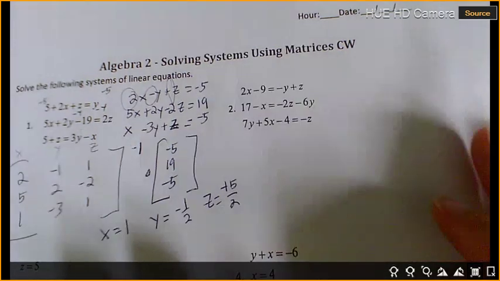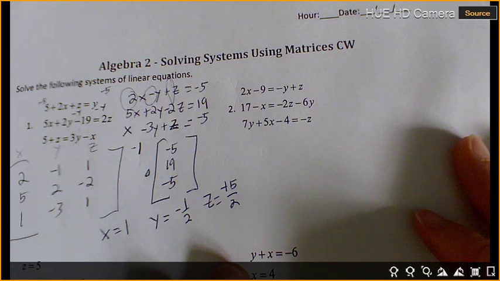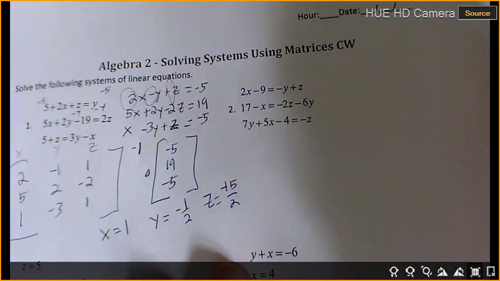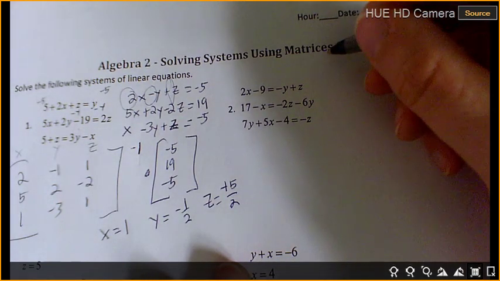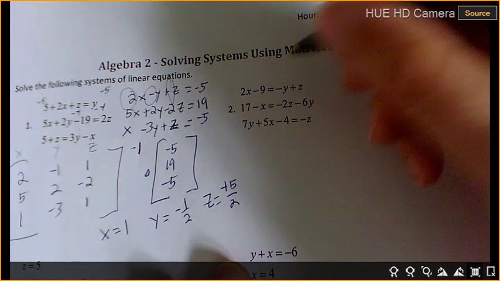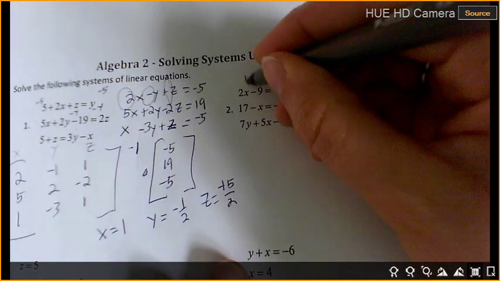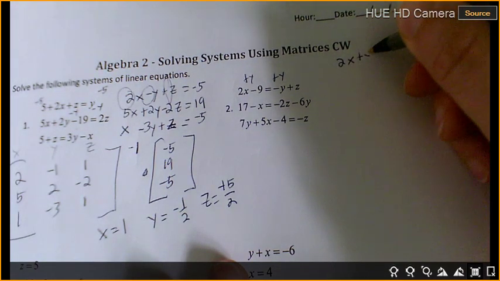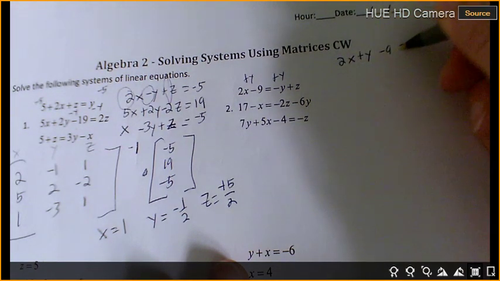We'll rearrange for number 2. Are all the x's, y's, and z's on one side? No. Okay, so what do we want to move first, y or z? Y. So I'm going to add y to both sides. So then I get 2x plus y minus 9 equals z.